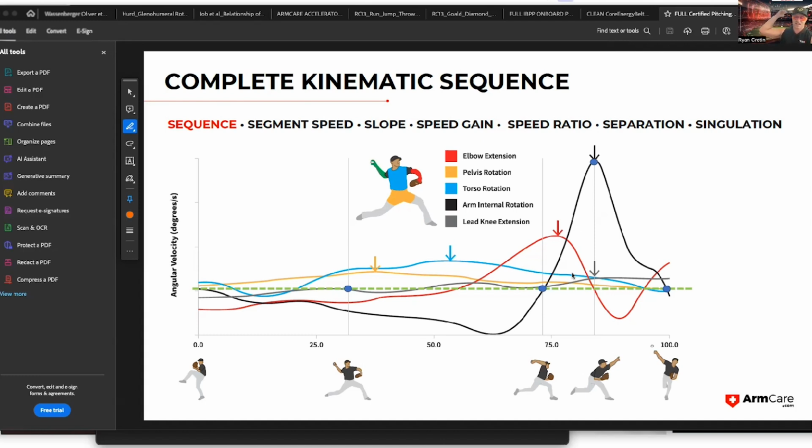That means that it's missed time. I like seeing players whose rate of extension of their knee is following the extension of their elbow.